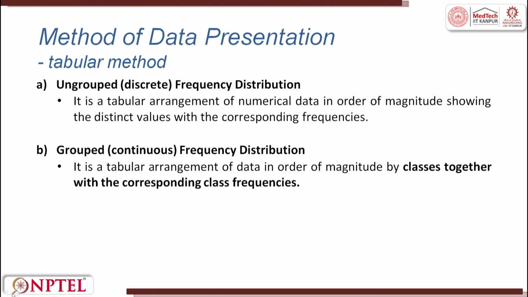Regarding the grouped and ungrouped frequency distribution, an ungrouped or discrete frequency distribution is a tabular arrangement of numerical data in order of magnitude showing the distinct values with corresponding frequencies. A grouped frequency distribution is a tabular arrangement of data in order of magnitude of classes together. That is, it could be in ascending or descending order, and it is continuous data, that is, grouped data.